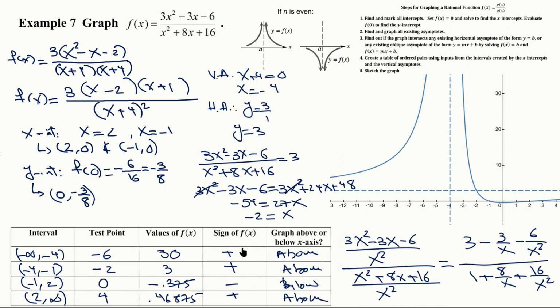Notice that between negative infinity and -4 we are above. Between -4 and -1, again we're above the x-axis. Remember, the x-axis is right here in black. And between -1 and 2 we dip below the x-axis, and that's the only place. The rest of the way we're above as well. Notice there's only one zone in which it's below, right? And that pretty much covers the graph.